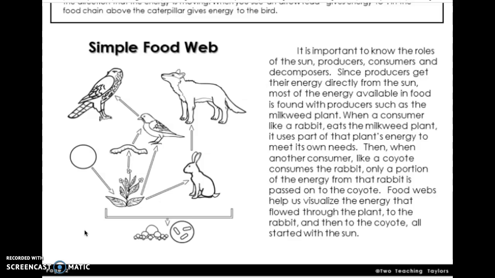A simple food web. It is important to know the roles of the sun, producers, consumers, and decomposers. Since producers get their energy directly from the sun, most of the energy available in food is found with producers, such as the milkweed plant. When a consumer like a rabbit eats the milkweed plant, it uses part of that plant's energy to meet its own needs. Then, when another consumer like a coyote consumes the rabbit, only a portion of the energy from that rabbit is passed to the coyote. Food webs help us visualize the energy that flowed through the plant to the rabbit and then to the coyote, all started with the sun.